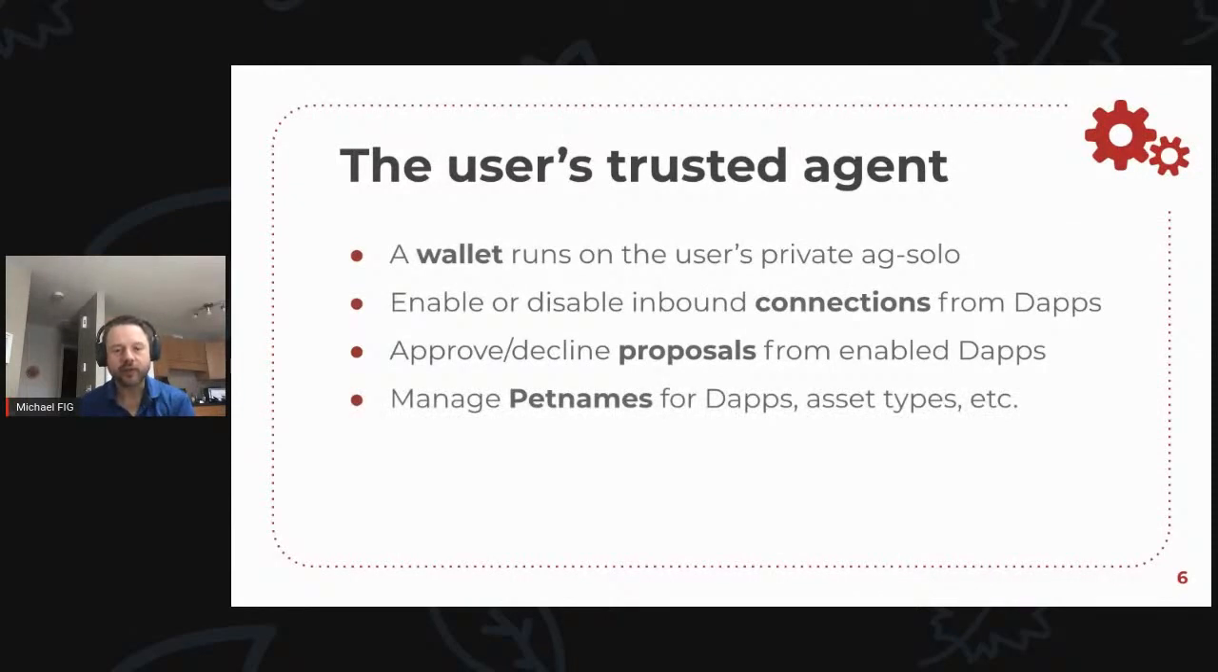Finally, a major role of the user's agent is to manage pet names for different things. So a pet name is basically your own personal name for something. So my personal name for my mom might be Mom, but your personal name for my mom is not Mom, it's different. So a pet name is something that the user can assign to make sure that they're talking to the right person, and that if they've seen something before, then the wallet can describe it in terms of the pet name that the user gave it.